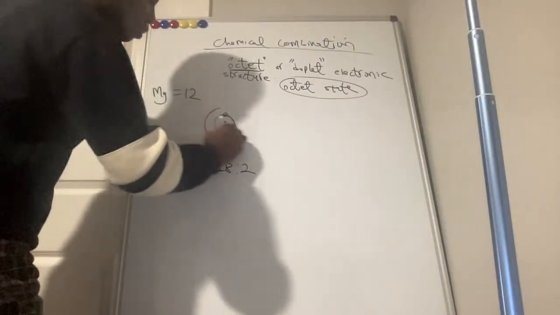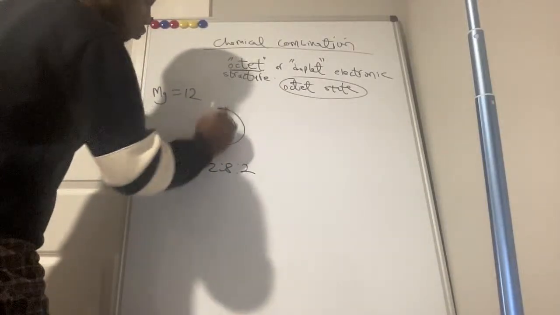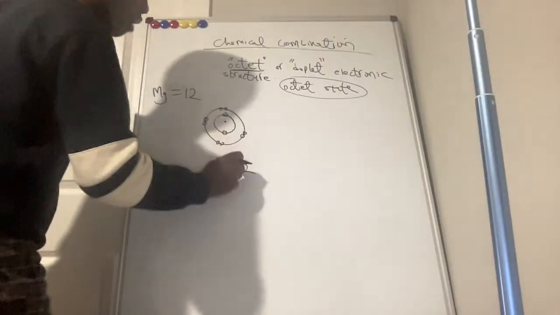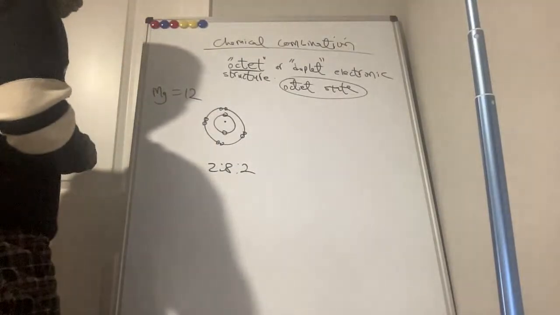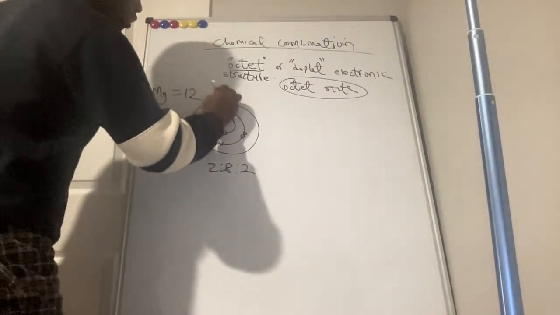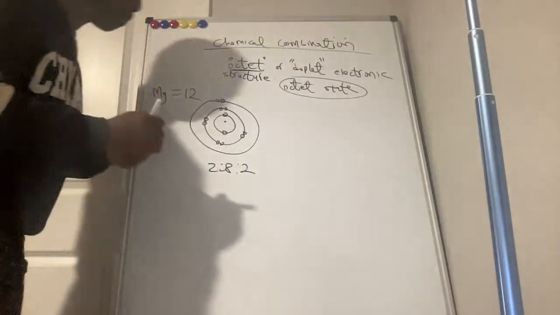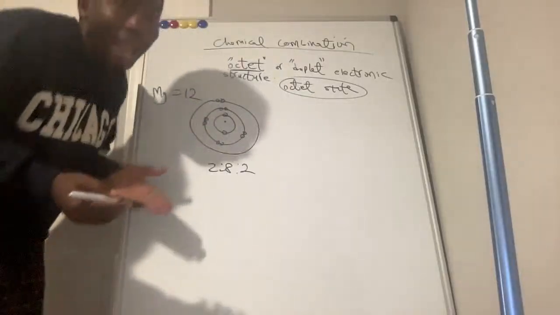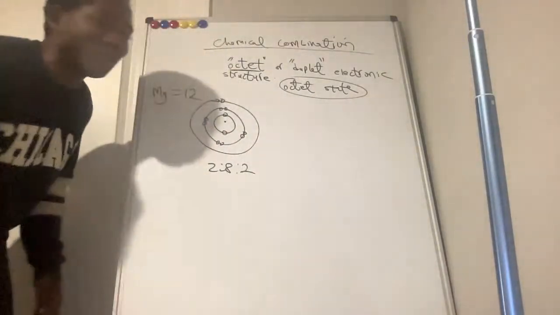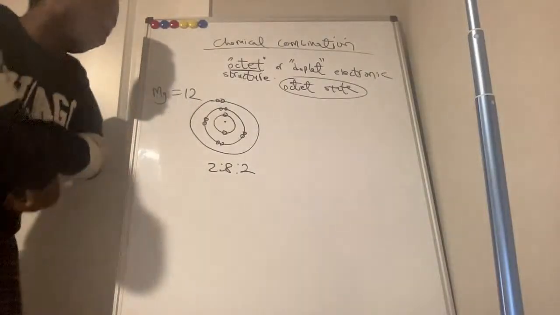Now let's go to the second shell. 1, 2, 3, 4, 5, 6, 7, 8. Now we have 2 electrons left over in the outer shell. So magnesium will say, I'm not happy. I am sad. Why? I want to go away with my 2 electrons.